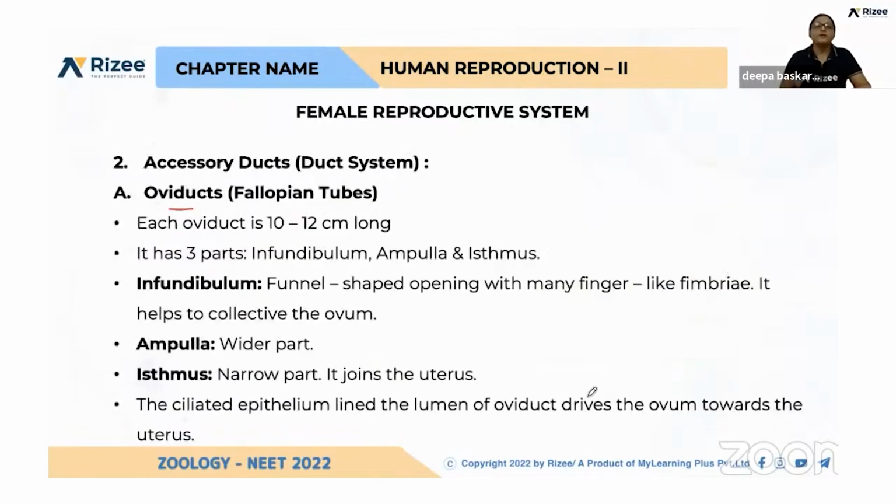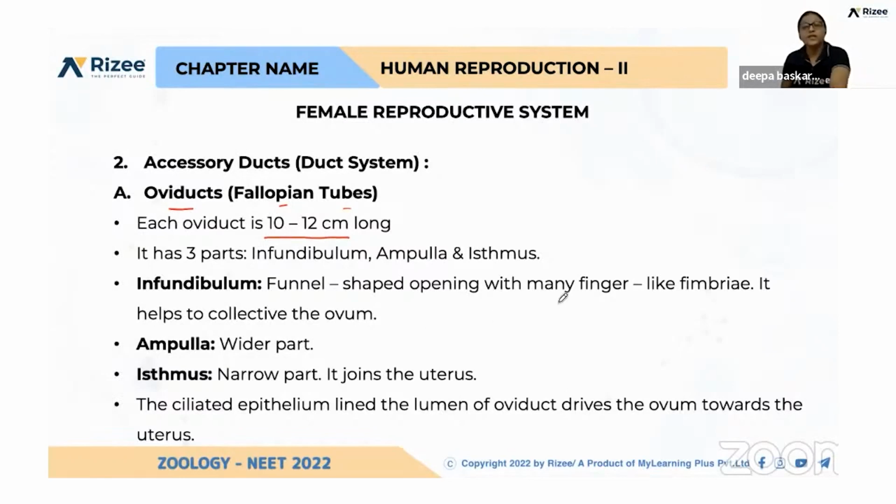See, what is the major feature of this fallopian tube? This fallopian tube is very important, and it is responsible for fertilization, because after ovulation, after the release of the egg from the ovary, the egg will come and wait in the fallopian tube to meet sperm. So how many days will it wait for sperm? Only 2 days. Okay. So what is the length of this oviduct or fallopian tube? 10 to 12 centimeters long.